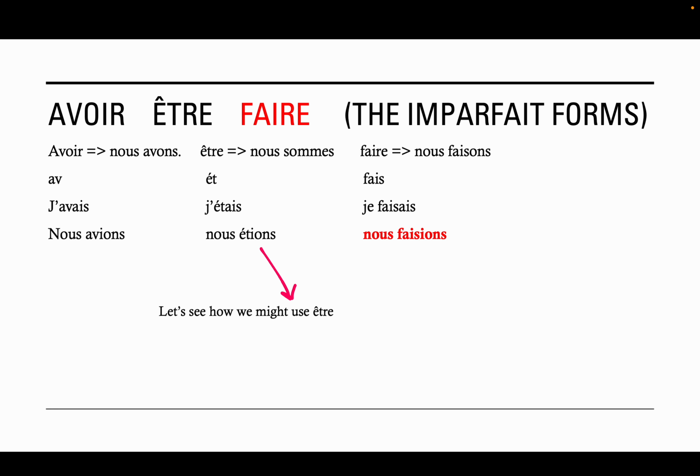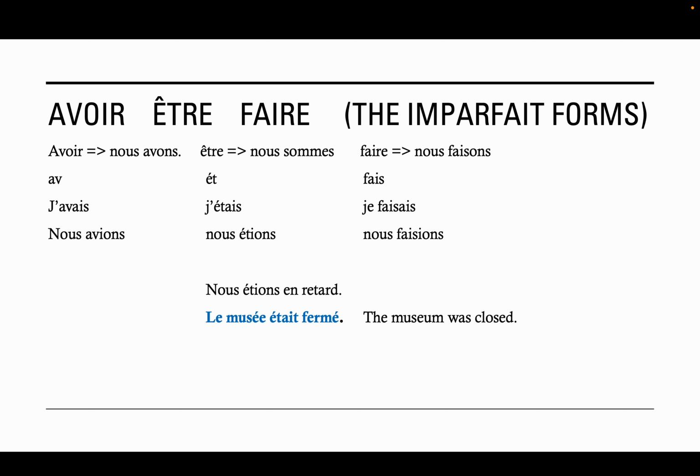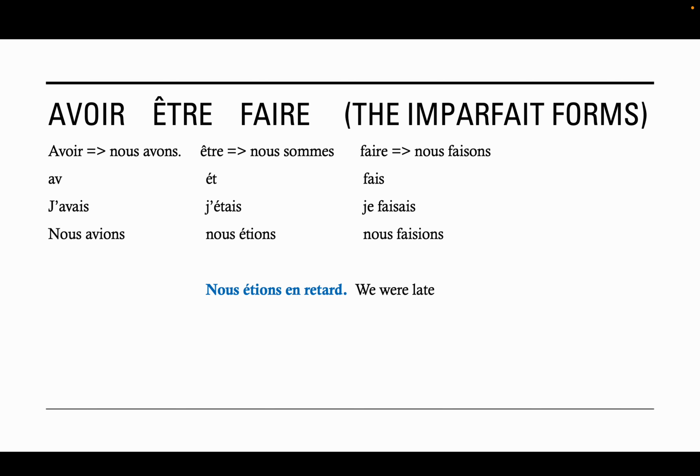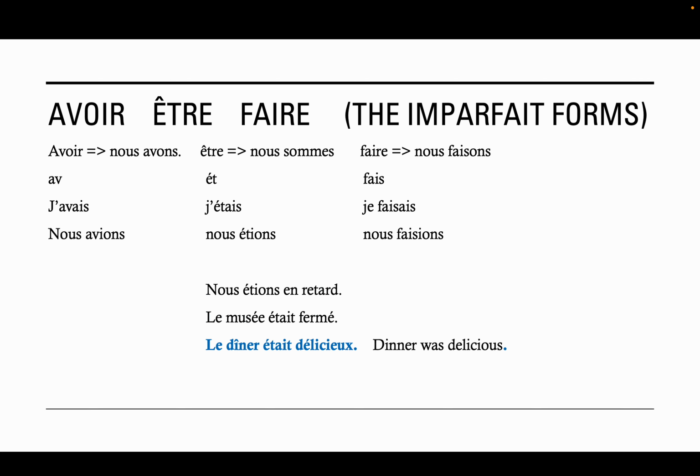Let's go back to être. Let's see how we might use être in the imparfait. Nous étions en retard. Le musée était fermé. Le dîner était délicieux. In none of these situations are we talking about what happened. We're giving description or talking about conditions.